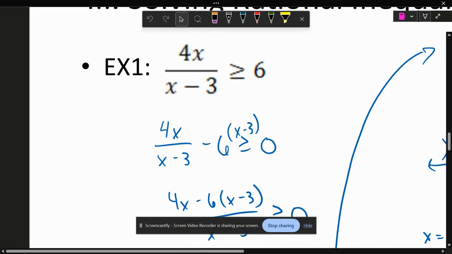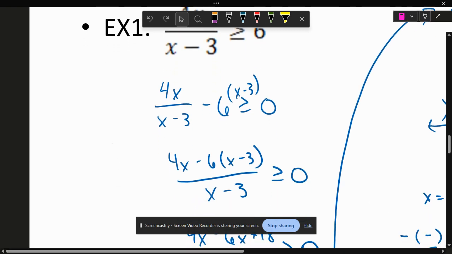So the very first step you want to do is get everything over to one side. Set everything equal to 0. From there, you want to find a common denominator. You want to make it so it's all one fraction. So 4x over x minus 3 minus 6. You want to multiply that by x minus 3 on top and bottom. And that's how we end up with one fraction of 4x minus 6 times x minus 3.